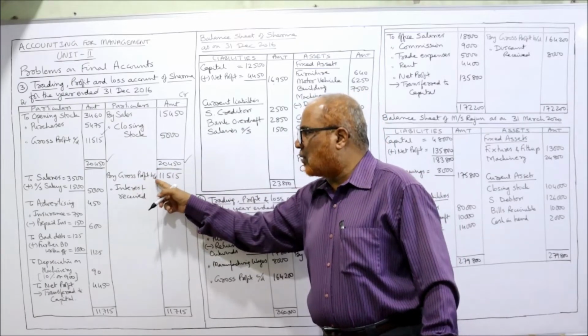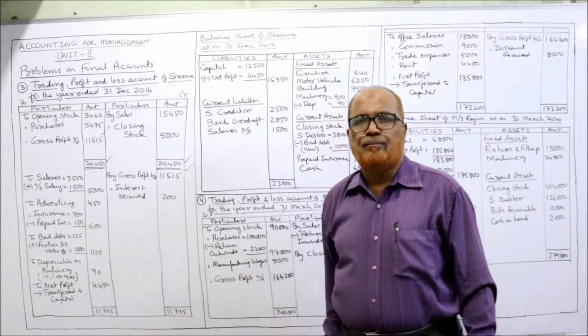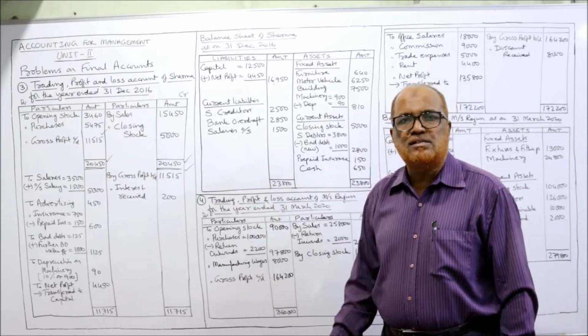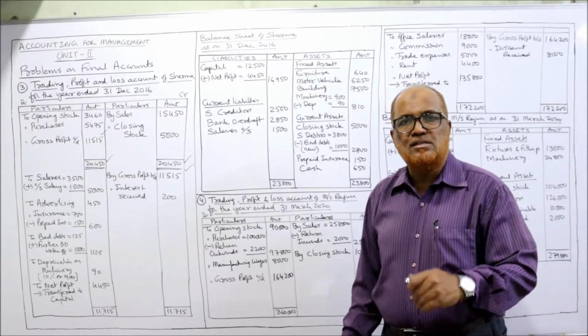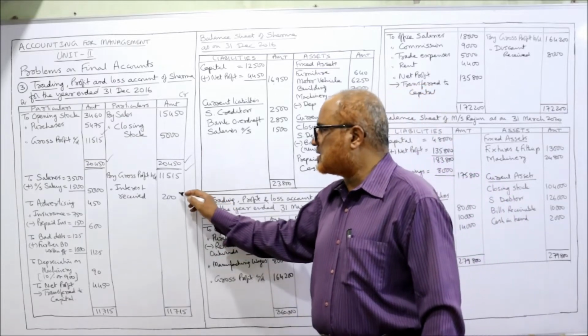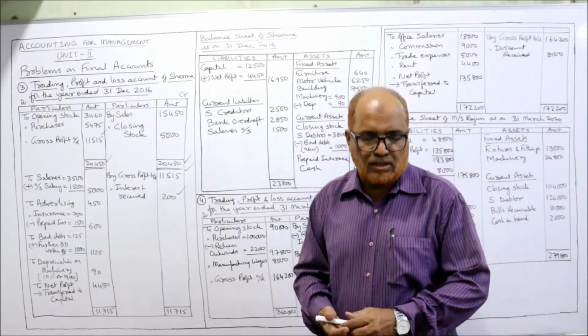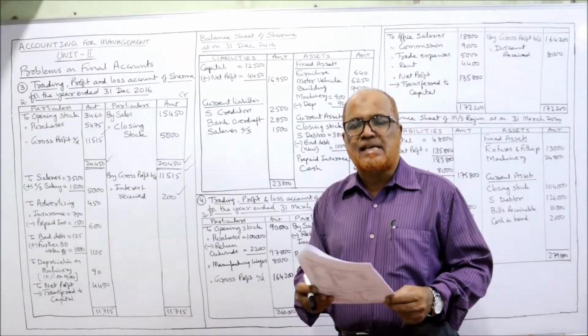Now we'll start the profit and loss account. By gross profit brought down 11,515. One other income is given, that is the interest received. Interest received is an income. So credit side 200. Only two items. Now remaining all items we will take it on the debit side. First of all we'll begin with salaries.